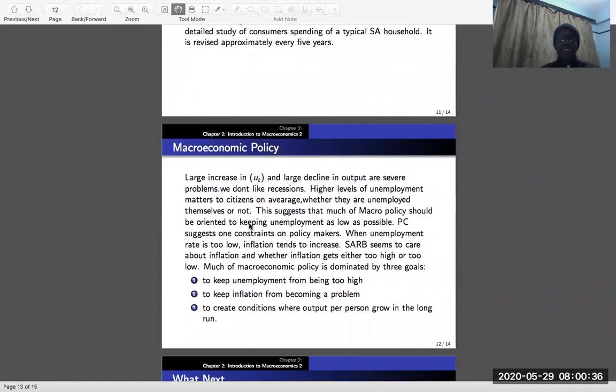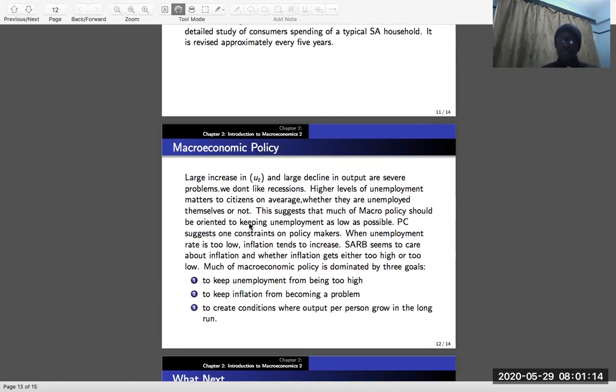On macroeconomic policy, a larger increase in unemployment and a larger decline in output are severe problems. We often don't like recession. Higher levels of unemployment matter to citizens on average, whether they are unemployed themselves or not. This suggests that much of macroeconomic policy should be oriented to keep unemployment as low as possible. Remember that the Phillips curve suggests one constraint on policymakers: when the unemployment rate is too low, inflation tends to increase. The South African Reserve Bank seems to care about inflation and whether inflation gets either too high or too low.